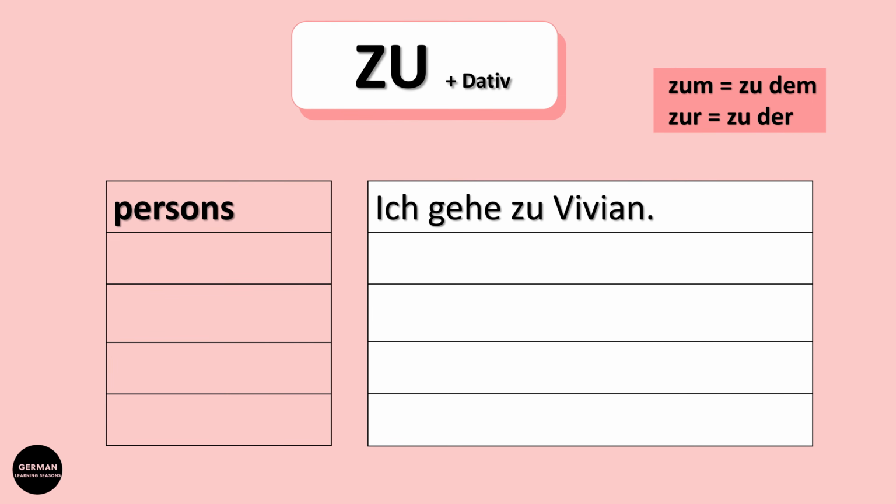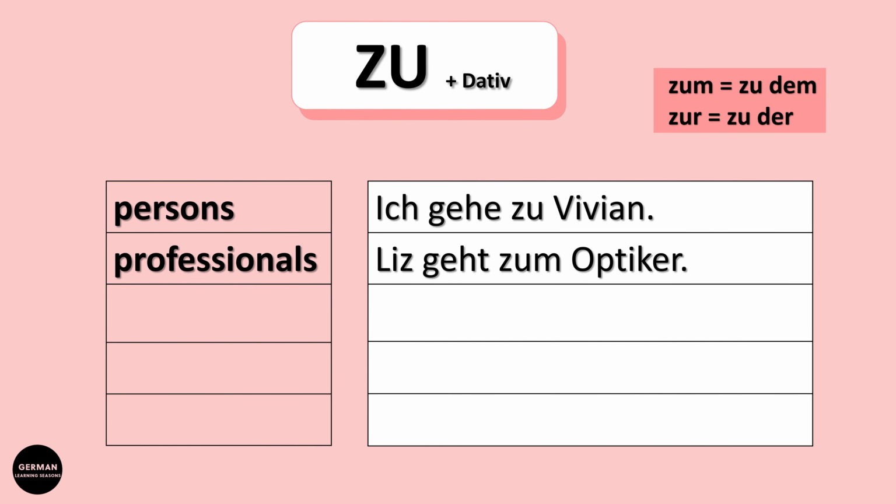This one is used for persons. For example, ich gehe zu Vivian. Meaning, I'm going to Vivian. Vivian is a person, so that's why we say zu Vivian. It's also used for professionals. For example, Liz geht zum Optiker. Means Liz is going to the optician. Optiker is a professional, so that's why we say zum. By the way, zum is a combination of zu dem. You can see it in the upper pink box on your right side.